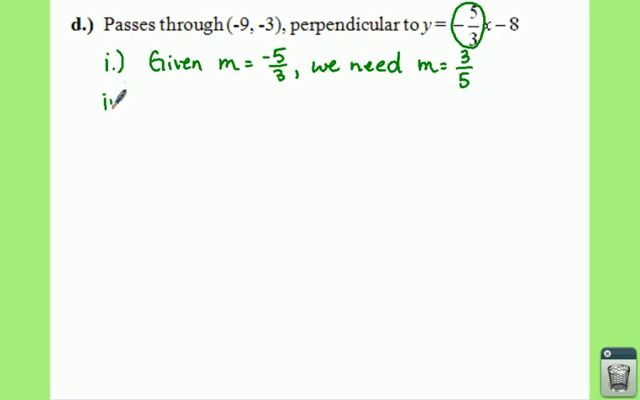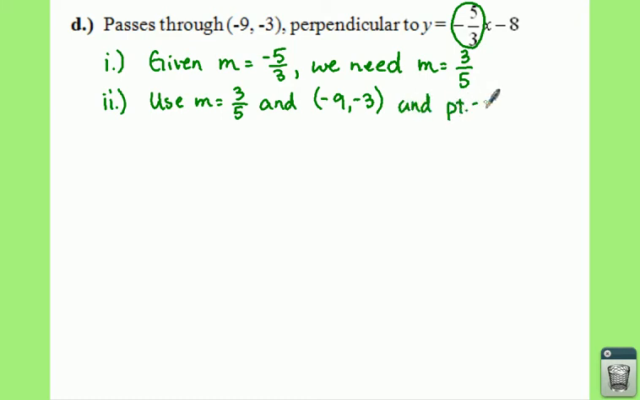So after we have positive 3/5, here's our slope, we can use our slope. So we use m equals a positive 3/5, and we use our point negative 9, negative 3, and the point-slope formula. So the point-slope formula: y minus y1 equals m times x minus x sub 1.